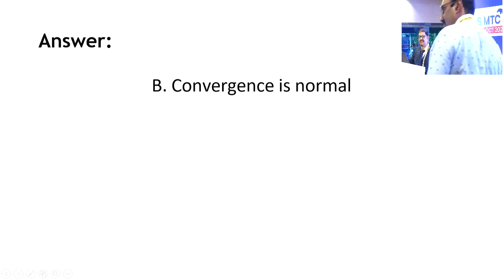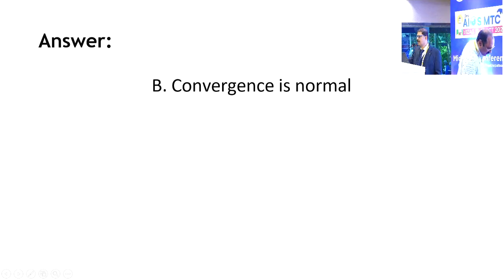The answer is B. Convergence is normal. Convergence is normal in usually unilateral internuclear ophthalmoplegia, and convergence is absent in wall-eyed bilateral internuclear ophthalmoplegia. That is WEBINO syndrome. When both sides of the medial longitudinal fasciculus, connecting the sixth nerve and the third nerve, are disrupted, you get an obvious exotropia, wall-eyed bilateral internuclear ophthalmoplegia. And we reported 2 cases long back.